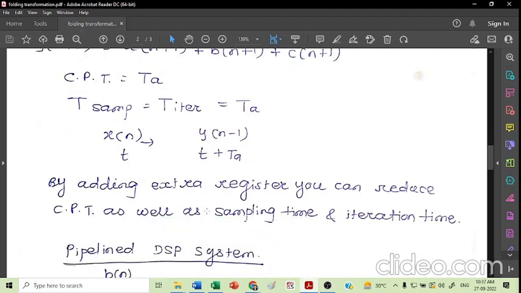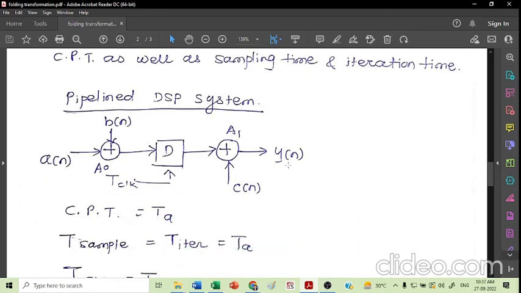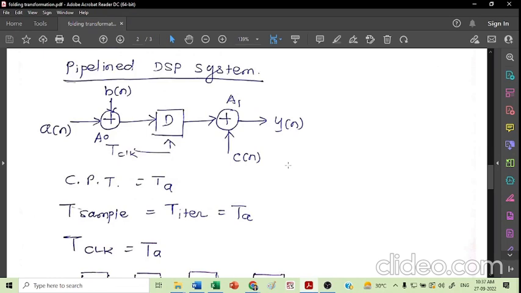Okay, by adding extra registers you can reduce critical path time as well as sampling time and iteration time. How? We'll see that. This is a pipelined DSP system. This is adder A0, adder A1. AN, BN are the inputs of the first adder, and adder 1 has the input CN.